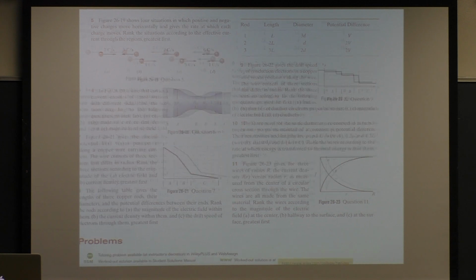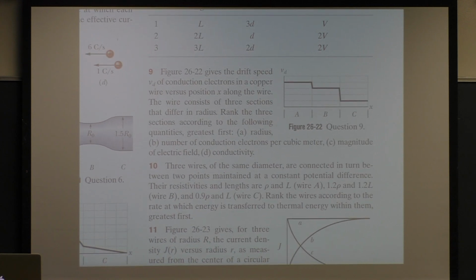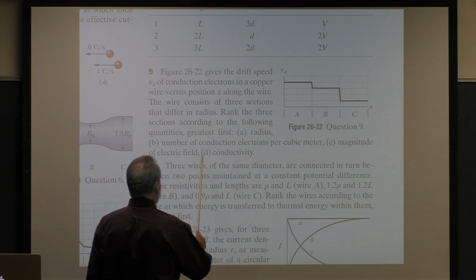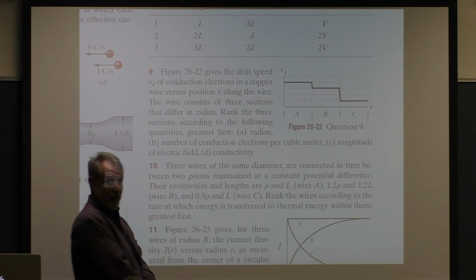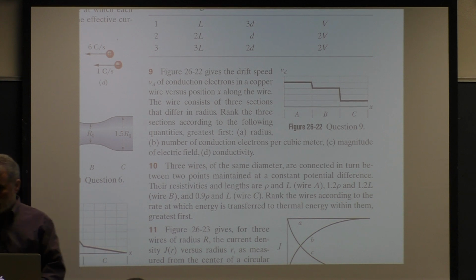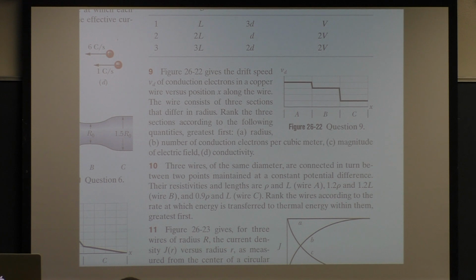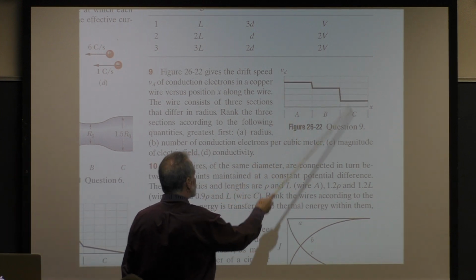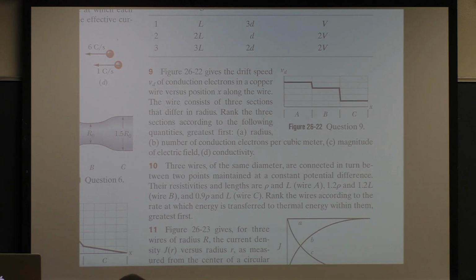This is the drift speed in copper as a function of position on the wire. The wire consists of 3 sections that differ in radius. And we want to rank the sections, greatest quantities first. First the radius. So we have the drift velocity as a function of position, and we want to know which of these 3 sections has the largest radius.